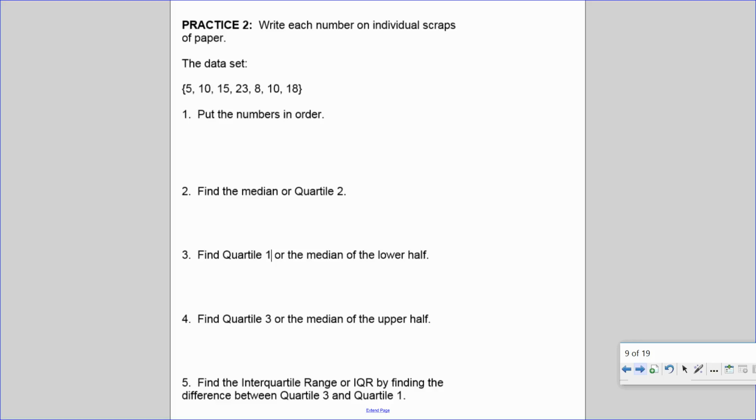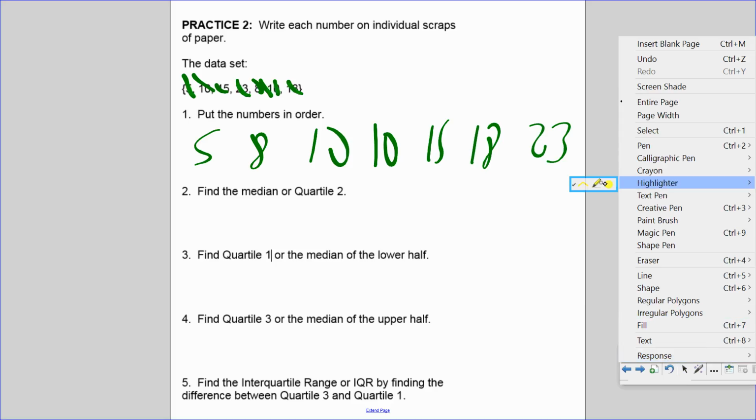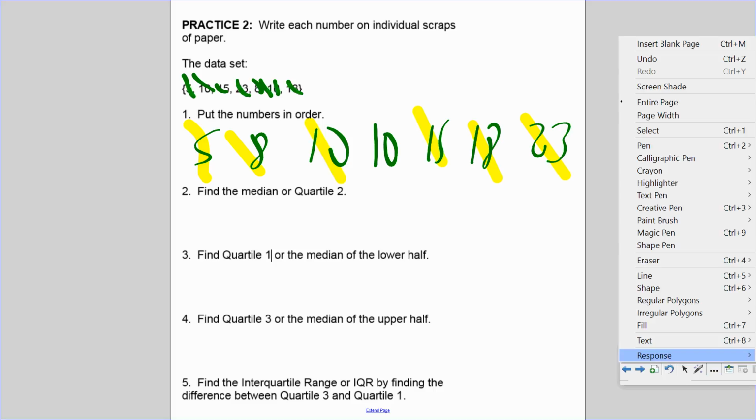Here's another example. Put these numbers in order. 5, 8, 10. We're done with the single digits. Let's start the teens. 10, 15, 18, 23. We have 1, 2, 3, 4, 5, 6, 7 numbers. All right, so using my highlighter, what is the median? The median is 10.